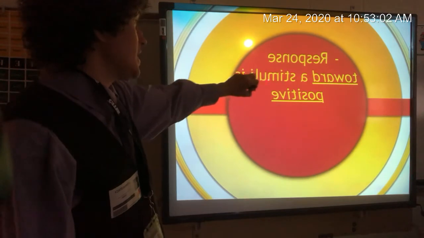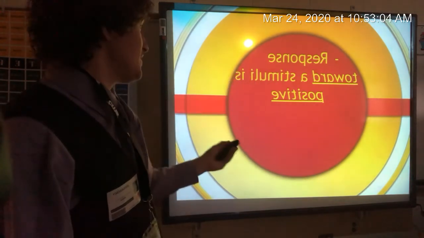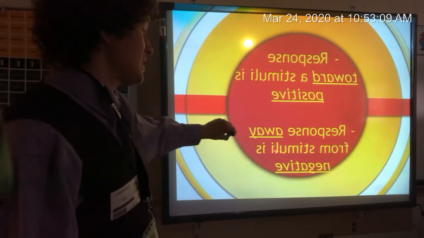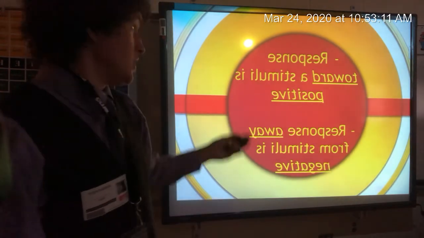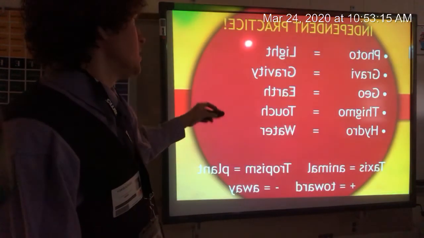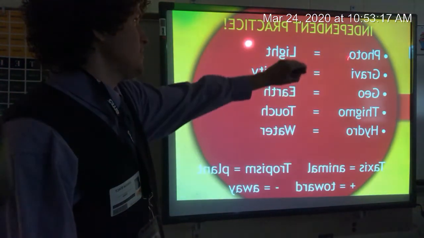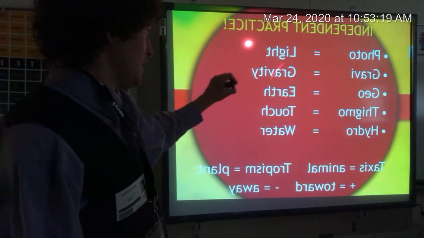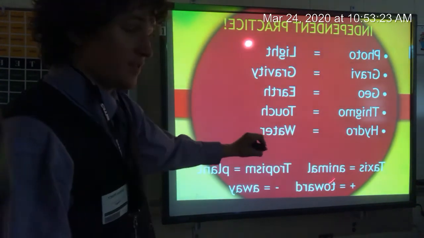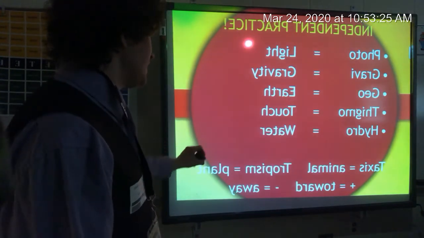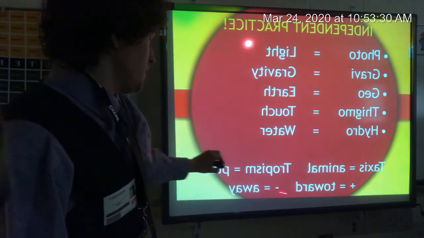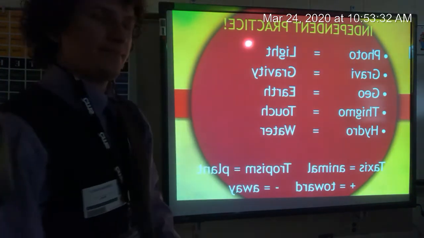A response towards a stimulus is positive, or a response away from a stimulus is negative. And the next slide is going to explain that more in detail. As you see, you have your things again. Then you have your taxis, that's a response for an animal. Then you have your tropism, that's a response for a plant. Plus is toward, minus is away.